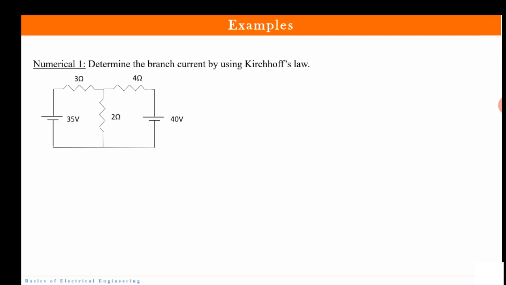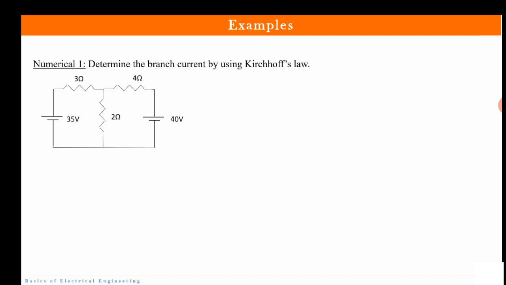Now let us understand how to apply these laws. This will be more clear when we solve this numerical. The numerical says, determine the branch current by using Kirchhoff's law. Now, branch current means, what is a branch?